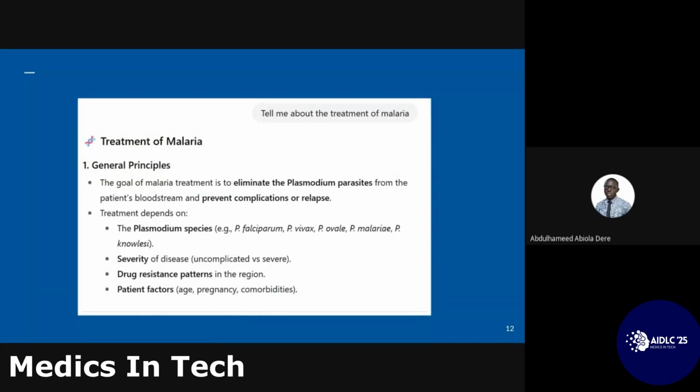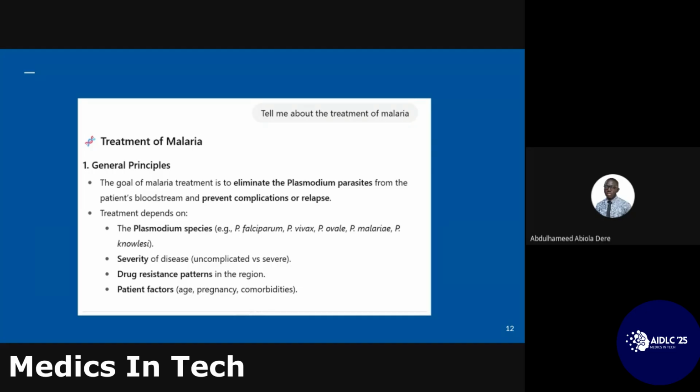We are still under types of different prompting styles. I told ChatGPT, tell me about treatment of malaria. It says treatment of malaria, general principles. I'm already working as a doctor, so I already know what malaria is and what is causing malaria. Maybe I just forgot about the treatment, and I said, tell me about the treatment of malaria, and I can see what it is bringing out.